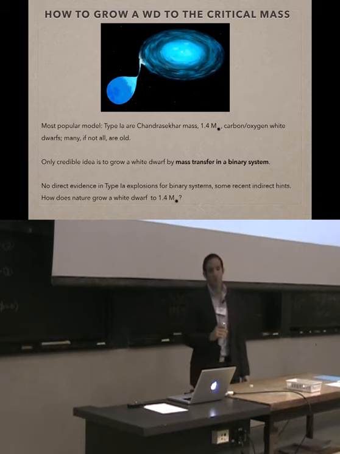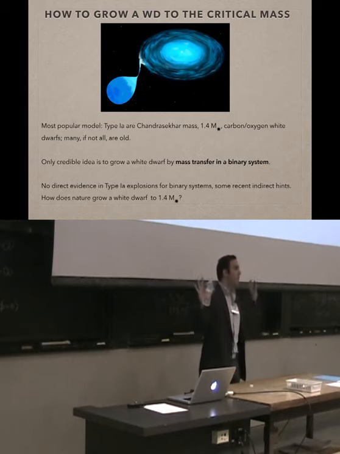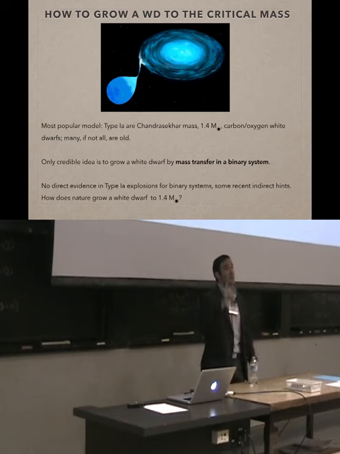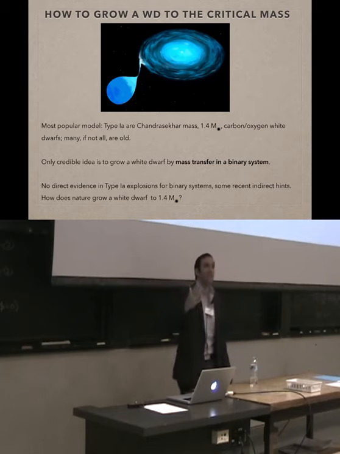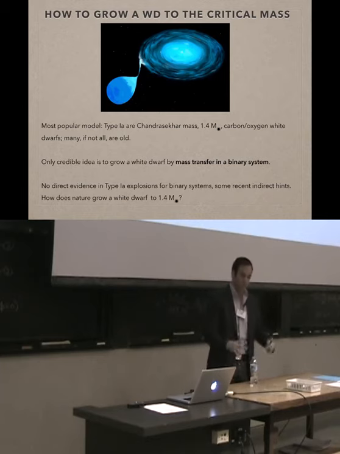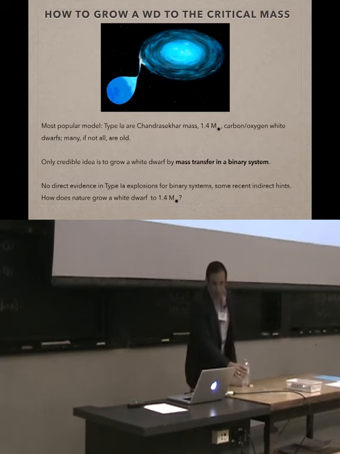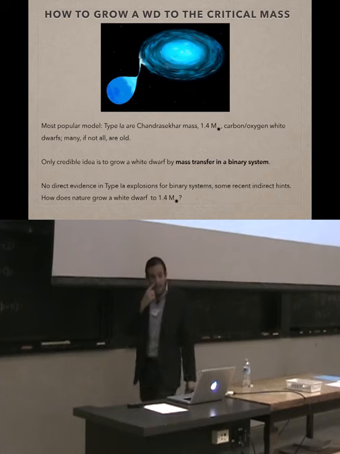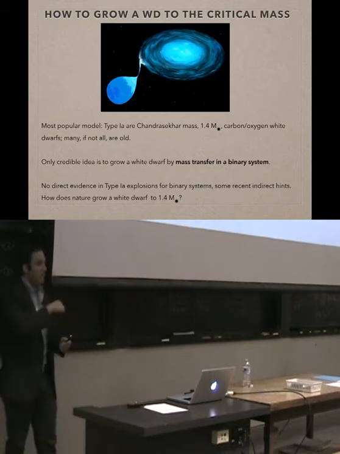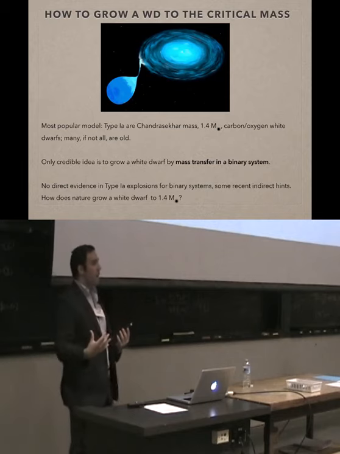The first model I'm going to be talking about, we call in fancy terms the single degenerate model. We call it single because it involves one white dwarf getting mass from a normal star. And we call it degenerate because the white dwarf is supported by quantum pressure. It's degenerate material. So white dwarfs are all degenerate, by the way. So the first idea is that you can grow a white dwarf to the critical mass by accreting material from a companion star in a binary system.